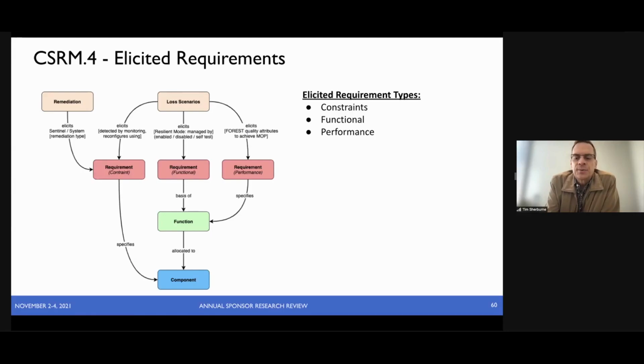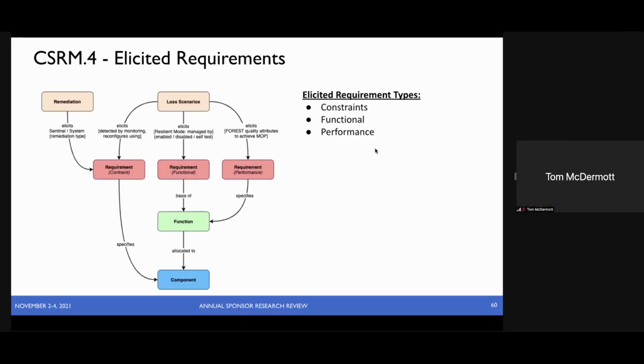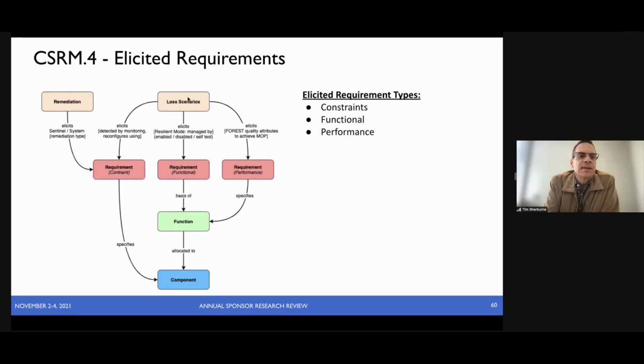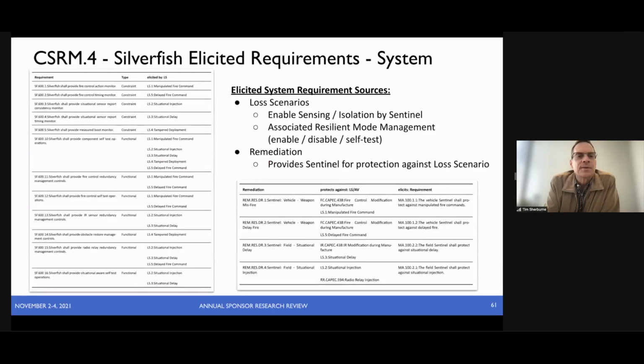Yeah, so now I just want to talk a little bit. We've gotten to the point in the model where we've defined a set of remediations and a set of loss scenarios. And I want to show examples of these elicited requirements: some constraints on the system, some functional requirements needed for the system, and then some additional performance requirements. And here we get at our tree-based CSA related performance requirements. So I have a little bit of an example for each of these types of requirements.